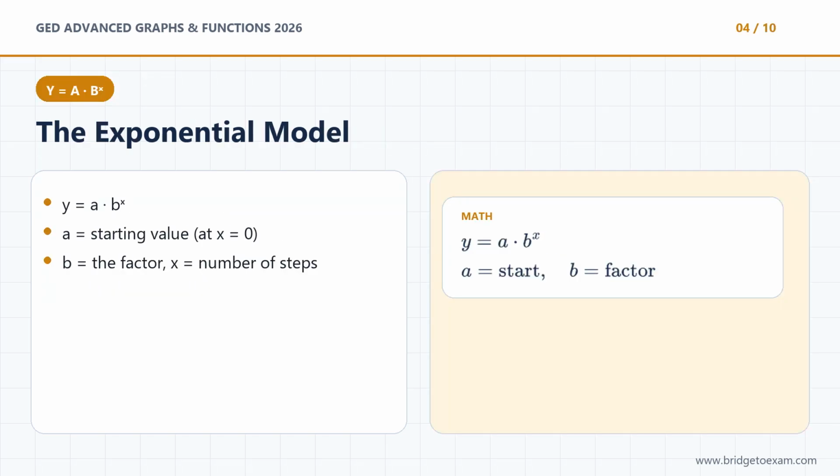An exponential model has a clean form. y equals a times b to the x. The a is the starting value, the amount when x is 0. The b is the factor you multiply by each step, and the x, up in the exponent, counts how many steps have passed. Those three pieces describe any exponential situation.